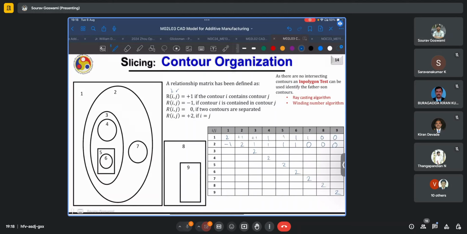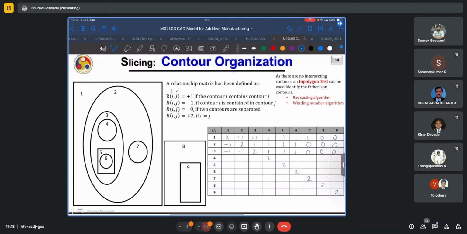3 is contained in contour 1, so this will be minus 1. 3 is contained in contour 2, so minus 1 again. 3 contains contour 4, so 1. 3 contains 5 and 6 as well. 3 is separate from 7, 8 and 9.